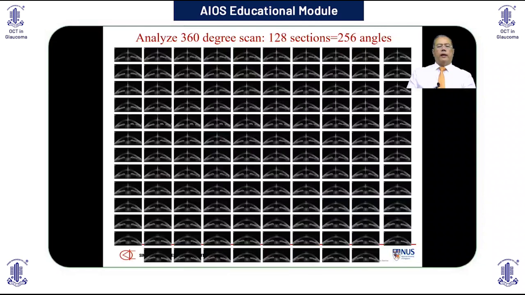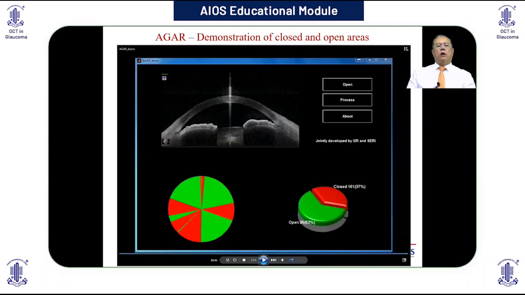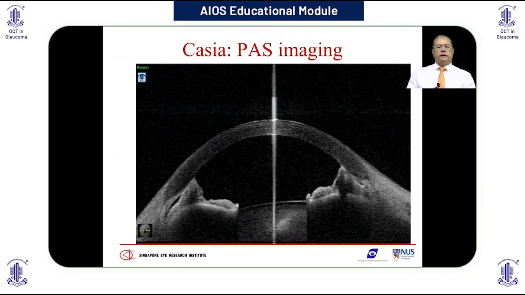What this software does is that it grades each image in turn, open or closed, and then summarizes all these findings into the figure on the bottom, where you can see the areas in red where the angle closure lies, and on the bottom right, the cumulative amount of angle closure or open angles.